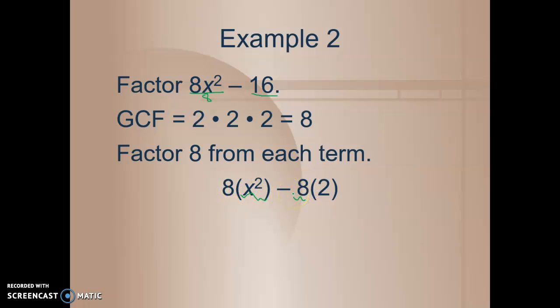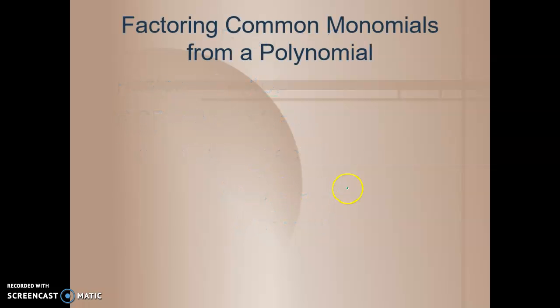Once we have factored out our greatest common factor, we can rewrite it with our greatest common factor in parentheses and the two quotients, the two things that were remaining after we divided by 8, in their own set of parentheses: x squared minus 2.